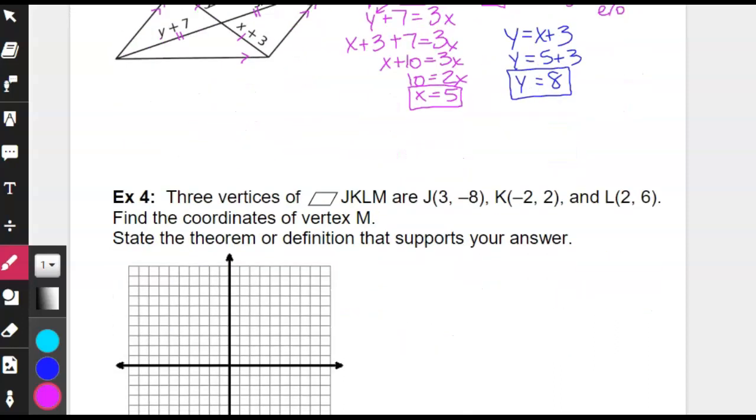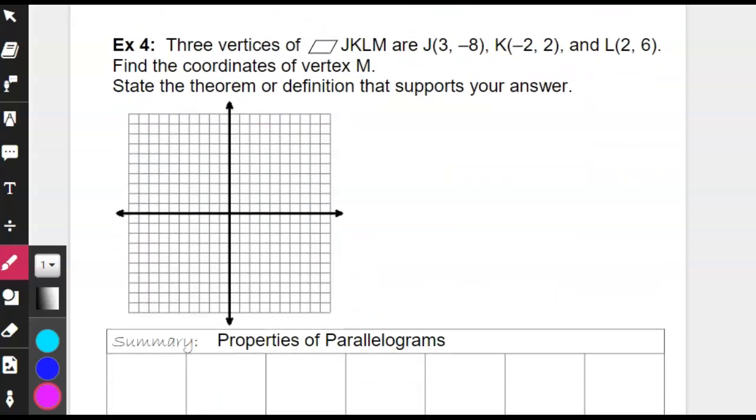So finally, I'm going to move down to example 4. It says 3 vertices of parallelogram JKLM are, and then it gives them to you. So take a moment to plot your vertices. J is at 3, -8. K is at -2, 2. L is at 2, 6. And then M is the one that we don't know.